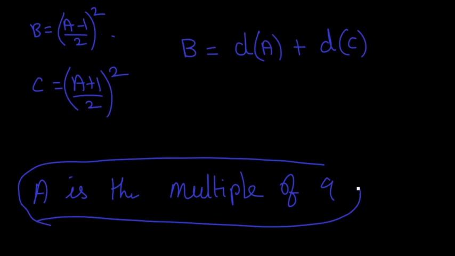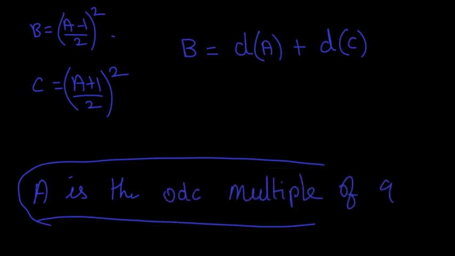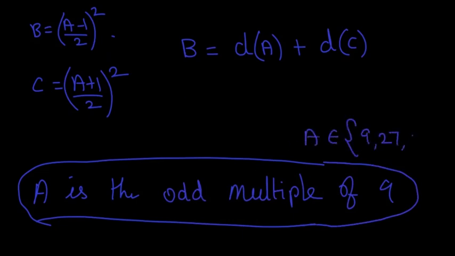This is one thing I want to note. So a is an odd number and it is a multiple of 9. Therefore, a is an odd multiple of 9. That means a can be anything: 9, 27, 9 3s are 27, 9 4s are 36, 9 5s are 45, and so on. A can be any of these, right?